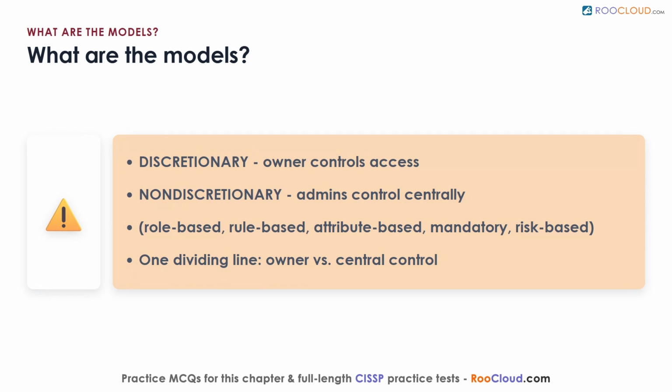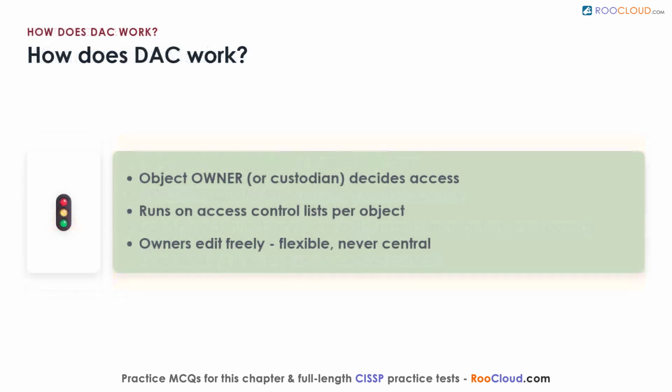owner-controlled versus centrally controlled. Let's look closely at the discretionary model first. In discretionary access control, whoever creates or owns an object controls access to it. Build a new spreadsheet, and you own it, so you can hand out or revoke access as you please. Owners can even delegate that power to a data custodian for daily upkeep.